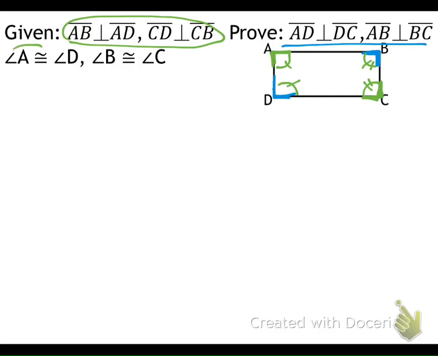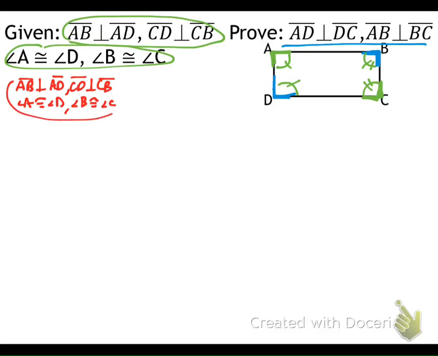All right, I forgot to underline or circle this. Here we go. I'm going to rewrite the given. AB perpendicular to AD, CD perpendicular to CB, and angle A congruent to angle D, angle B congruent to angle C. So here's our given. And again, you cannot just put G.